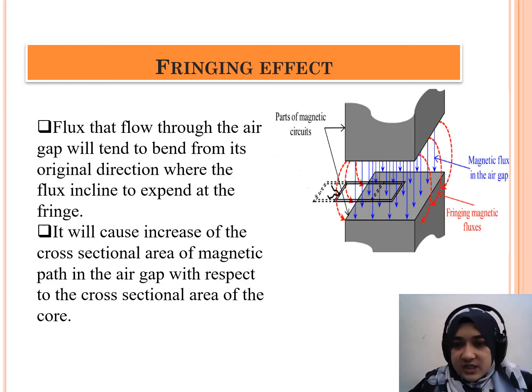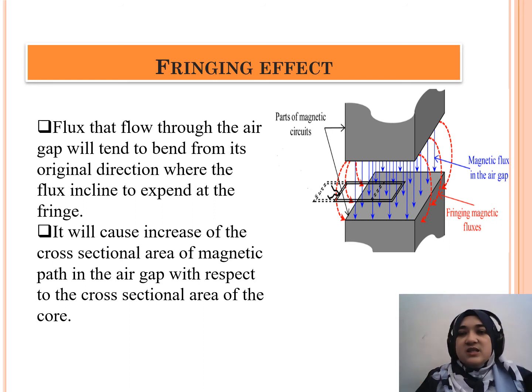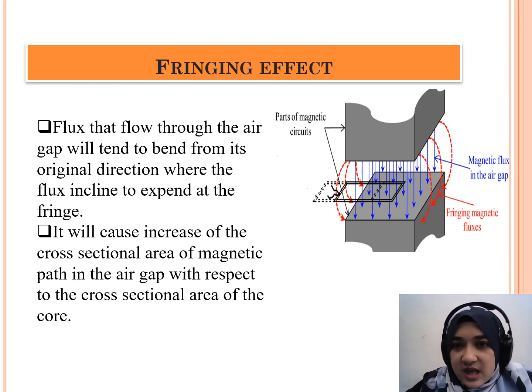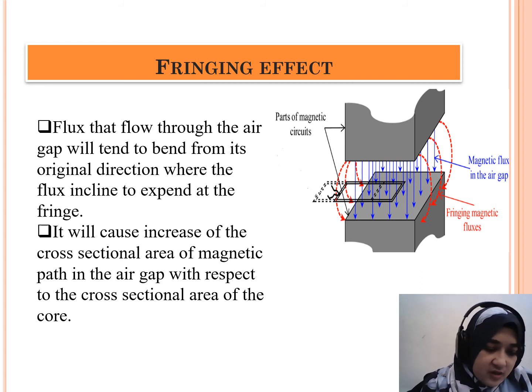Okay, this is about the fringing effect. Just now we said the fringing at the side is not normal. Magnetic flux in the gap: here on your slide you can see the red one is fringing, while the blue one is the normal air gap. Flux that flows through the air gap will tend to bend from its original direction, where the flux is inclined to expand at the fringe. It will cause an increase of the cross-sectional area of the magnetic path in the air gap with respect to the cross-sectional area of the core.